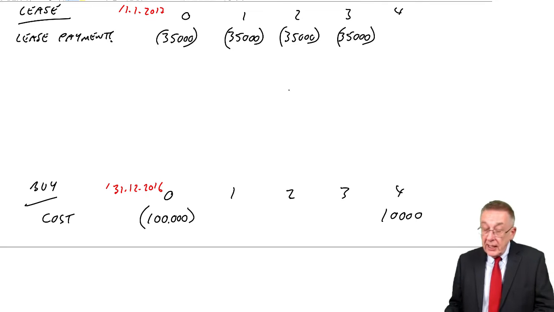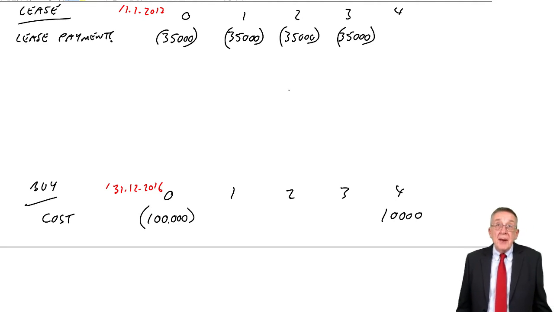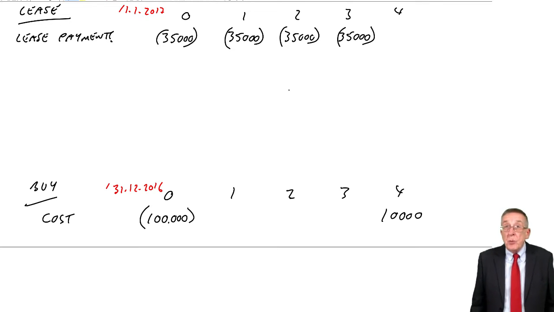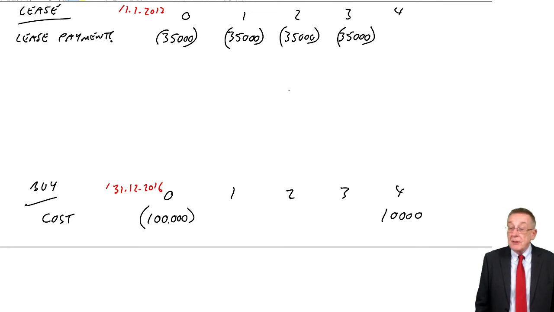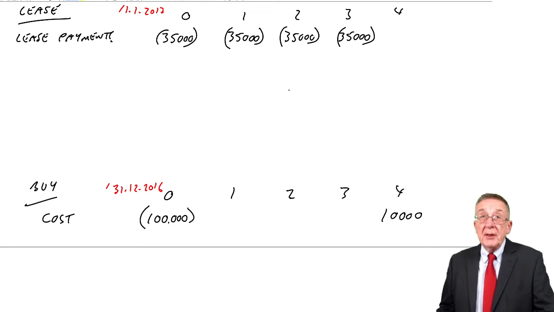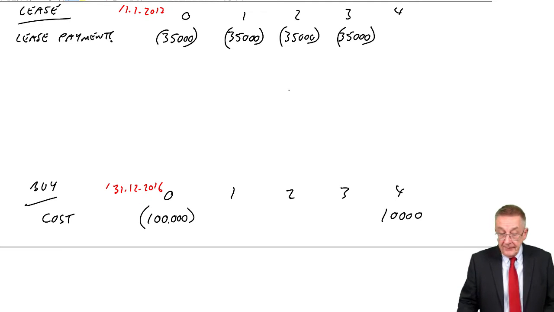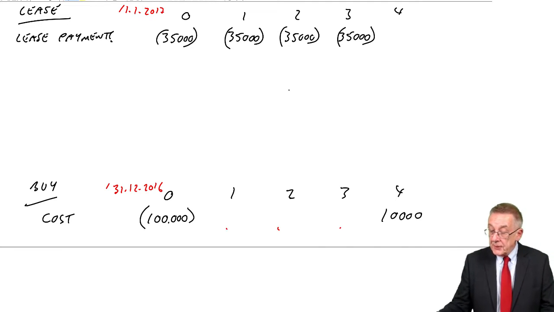There could be other flows, maybe if we buy it, we would have to pay repairs. Maybe if we lease it, we don't have to pay the repairs. No problem. If I told you, leasing, there were no other costs involved. Buying, you've got repairs of 2,000 a year. Fine. You'd stick in extra flows, 2,000 a year.